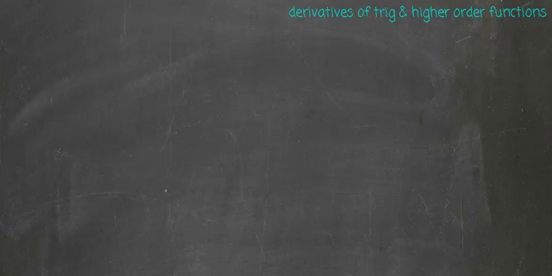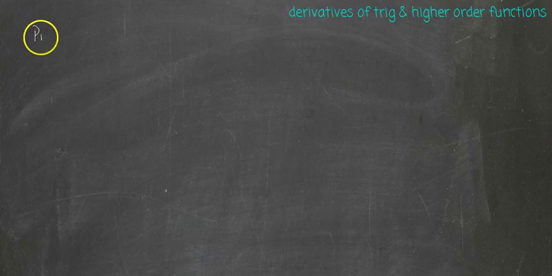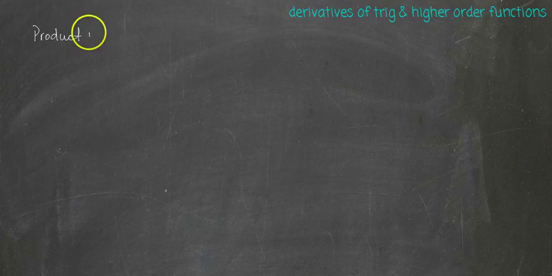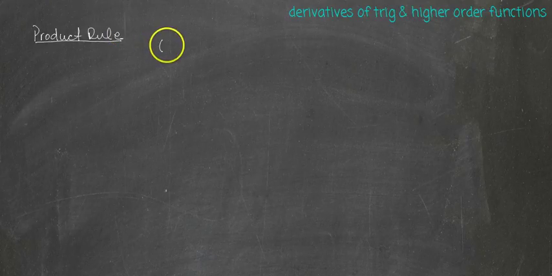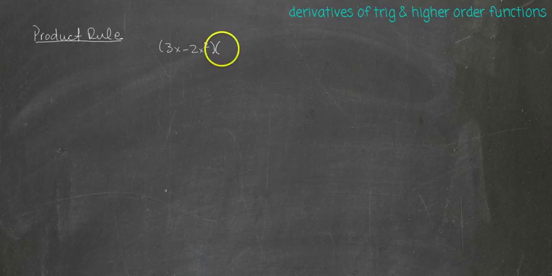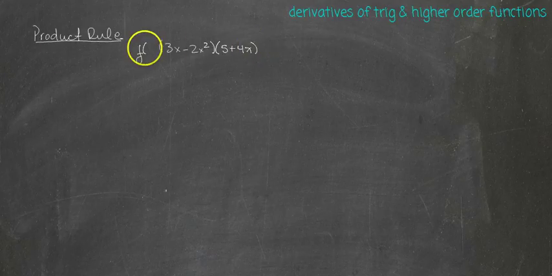So we have some more rules for calculating derivatives without having to use the limit equation. Yay! Let's look at one. There is a rule called the product rule, and you would use it on a function that looks like 3x minus 2x squared, times 5 plus 4x. And the product rule, let's make that a function.